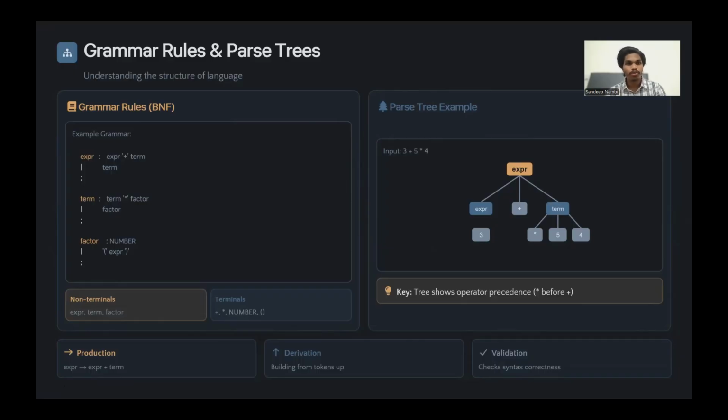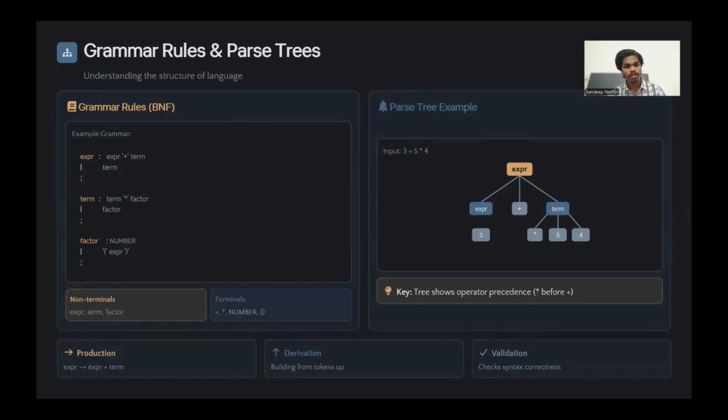Now, let us understand what the grammar rules are and how parsers will be built based on examples. Now, let me show you how grammar rules and parsers work together. Here is a simple grammar in BNF notation. Here, we have an example grammar where expression can be expression plus term, or it can be just term. And here term can be term star factor or just factor.